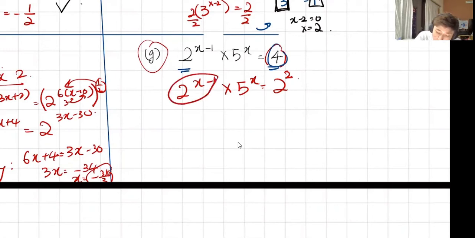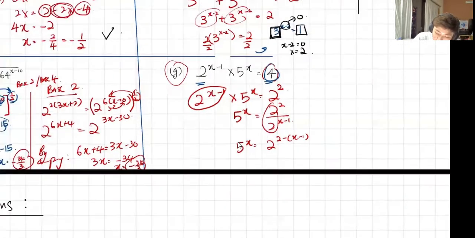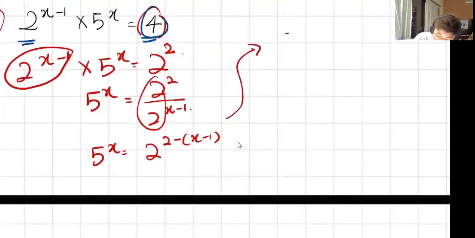Maybe you can bring this 2 to the power of x minus 1 over there for division. So you bring it over for division, and you're left with 5 to the power of x here, and 2 to the power of 2 divided by 2 to the power of x minus 1. Okay. So now 5 to the power of x is equal to, same base, you can subtract the power, 2 to the power of 2 minus x minus 1. So I'll get 5 to the power of x is equal to 2 to the power of minus x plus 3. Okay, I'm here at this step.